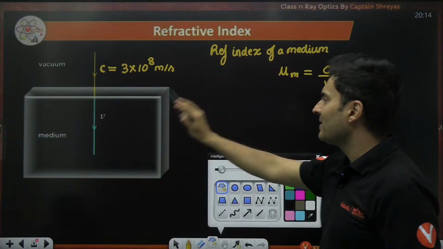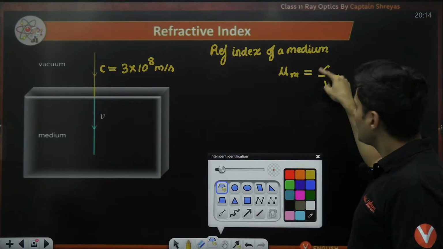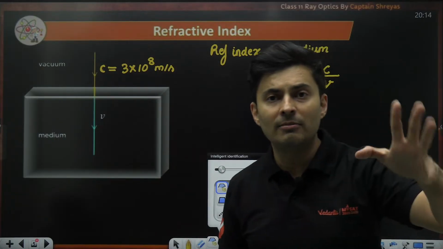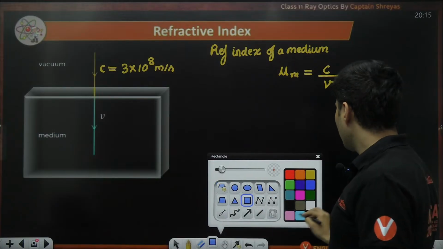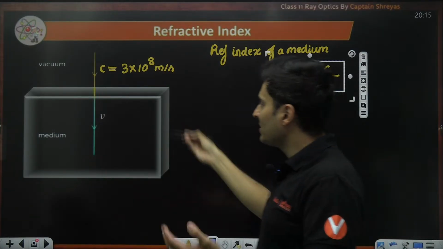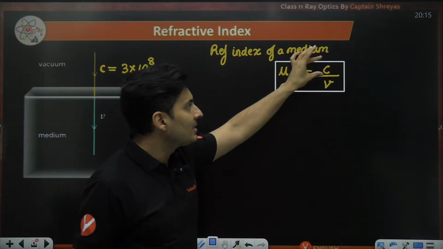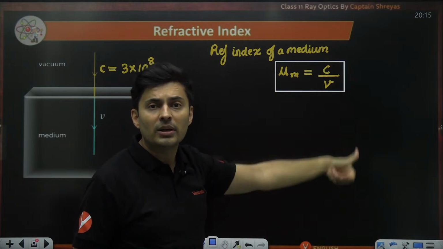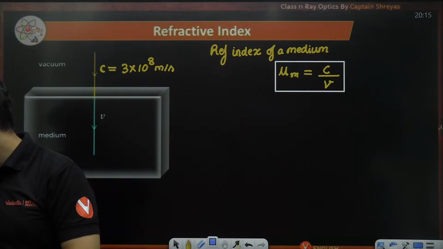Whenever light enters some medium, the speed reduces. So v is generally lesser than c. So this ratio becomes more than 1. So the refractive indices of all the mediums are more than 1. Keep this in mind. The refractive indices of all the mediums are more than 1 because the speed will reduce, so v will be less than c. Numerator is more, denominator is small, so the ratio naturally will be more than the number 1. Is this absolutely clear, my dear students?